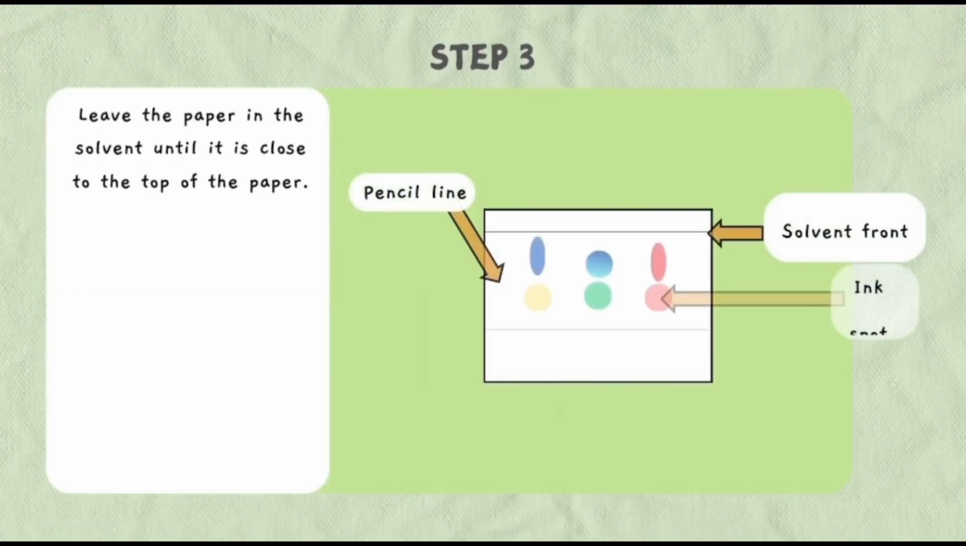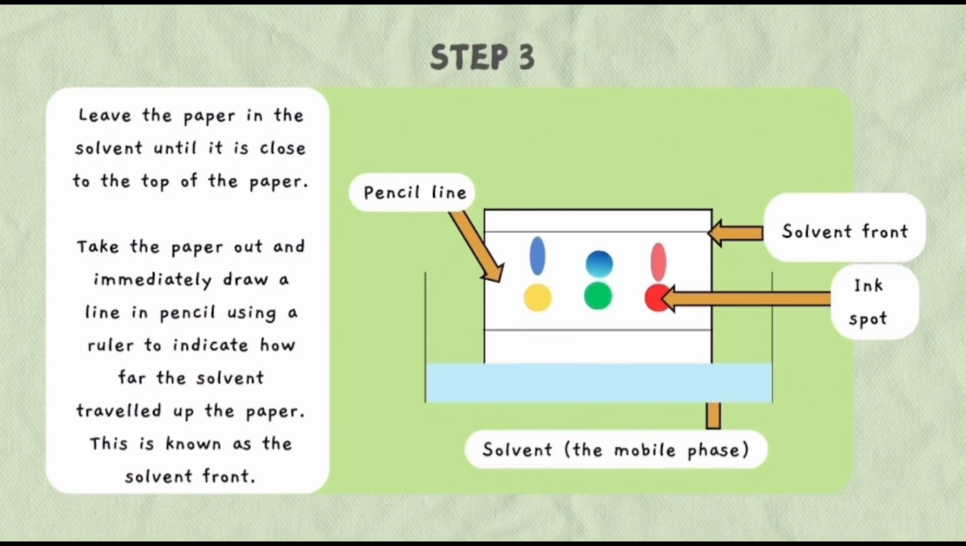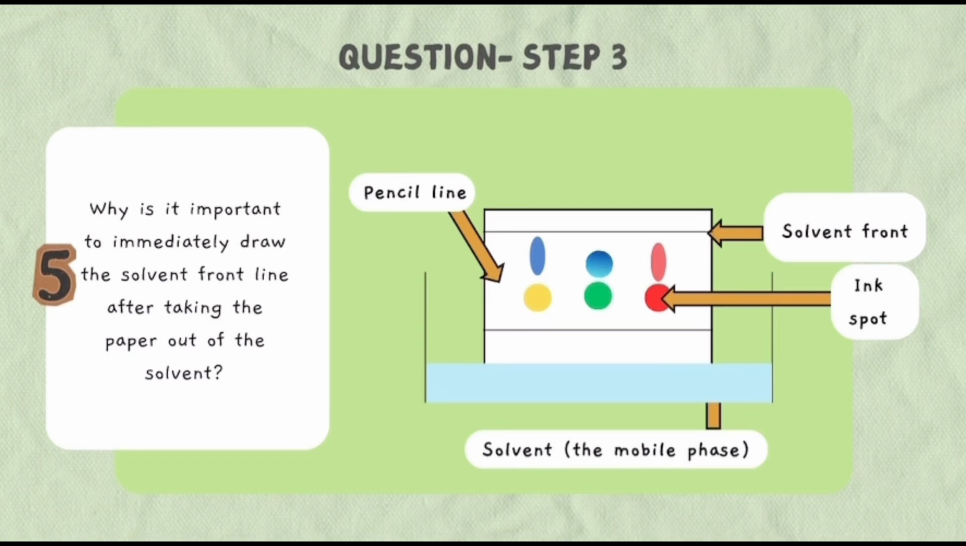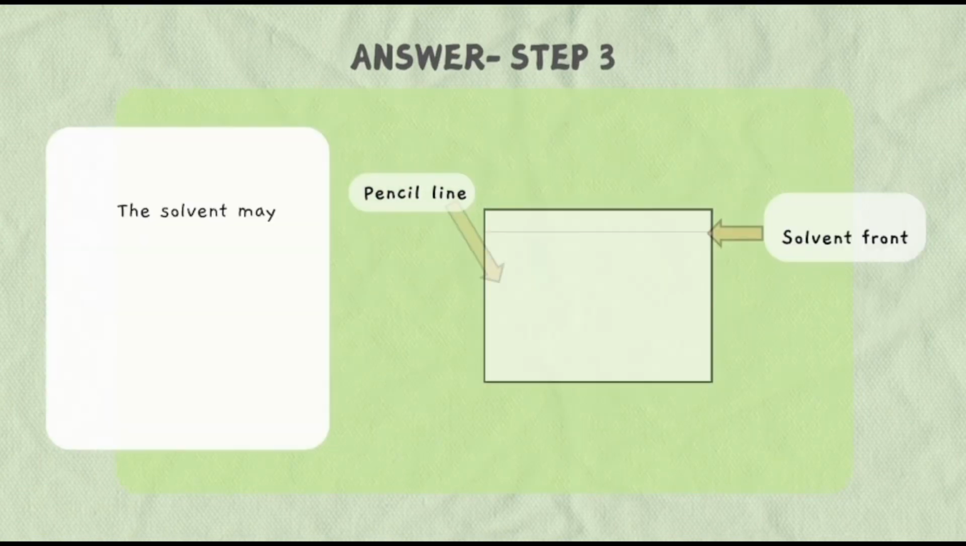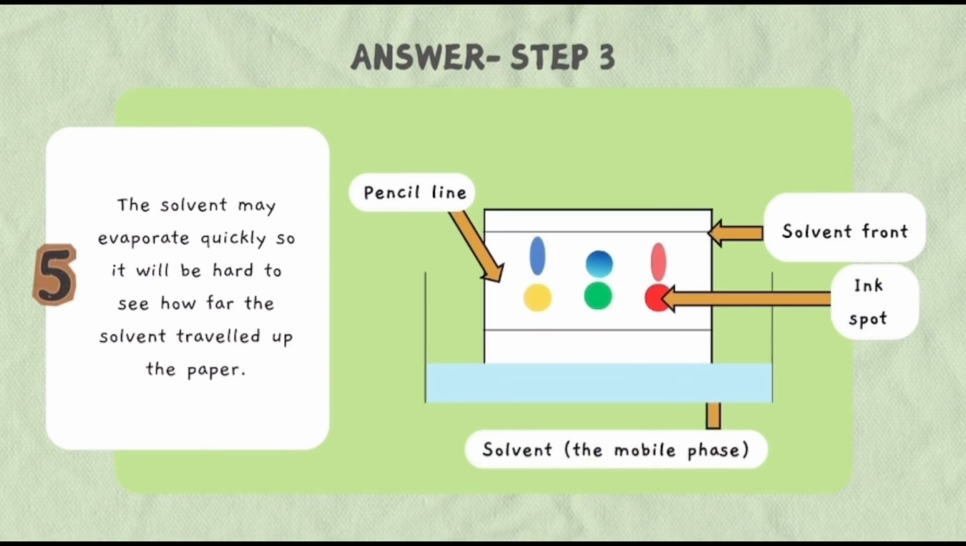Step 3. Leave the paper in the solvent until it is close to the top of the paper. Take the paper out and immediately draw a line in pencil using a ruler to indicate how far the solvent traveled up the paper. This is known as the solvent front. Question for step 3. Why is it important to immediately draw the solvent front line after taking the paper out of the solvent? The answer is, the solvent may evaporate quickly, so it will be hard to see how far the solvent traveled up the paper.